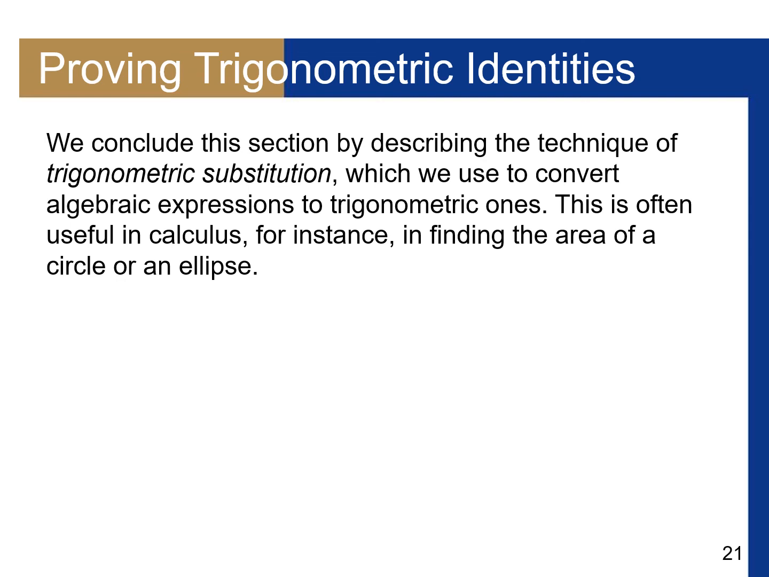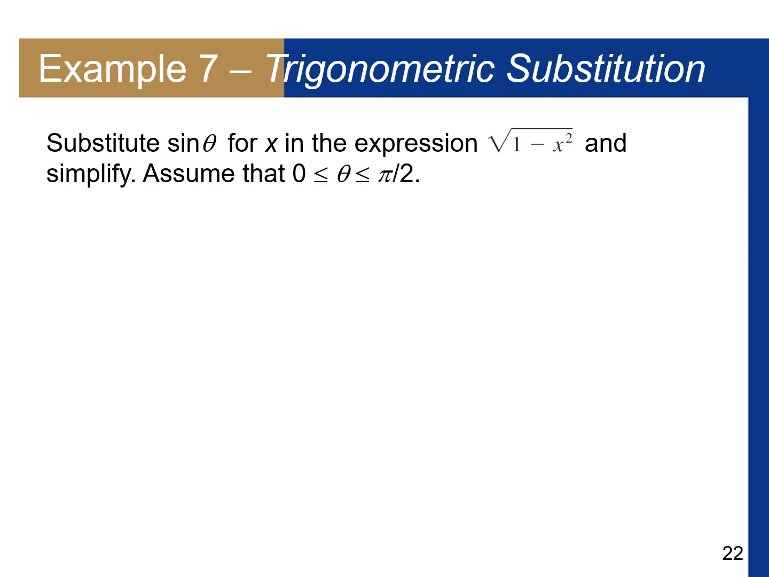So in conclusion, we describe this technique of trigonometric substitution, where we convert algebraic expressions into trig ones. Useful in calculus when finding the area of a circle or an ellipse. Anytime that you have something more complicated and you can make it simpler is definitely an advantage. So let's take a look here. If I have x equals sine of theta and this expression of the square root of 1 minus x squared, we're going to assume that theta is between 0 and pi over 2.